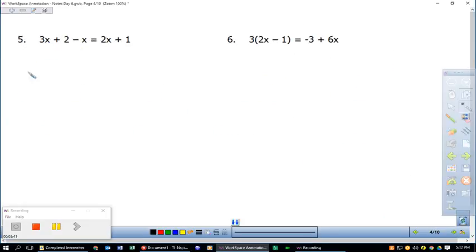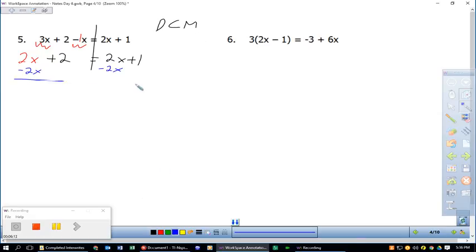Alright, number 5. Distribute. Can't do that on this one. Combine like terms. On this side, yes. So let's do that. Combine like terms, we have 3x minus x. Can't do anything over here. So that is going to give us a 2x, because that's a minus 1. And then we can bring down plus 2, 2x plus 1. Next, we have move variables. We will subtract 2x from either side. Have to do it on both sides. Zero pair, zero pair. So we get 2 equals 1.